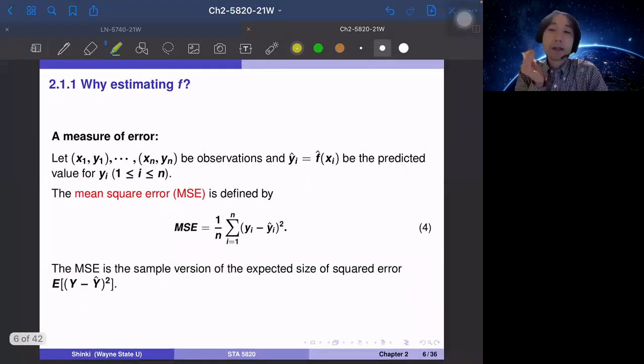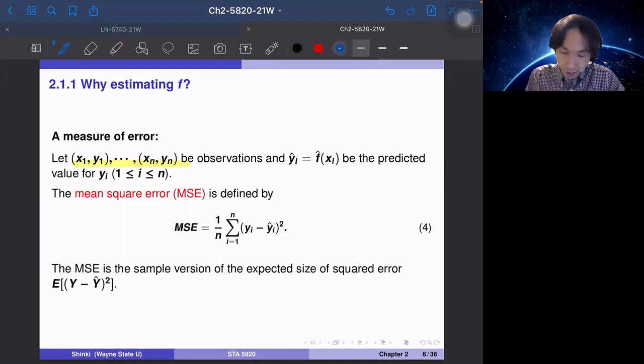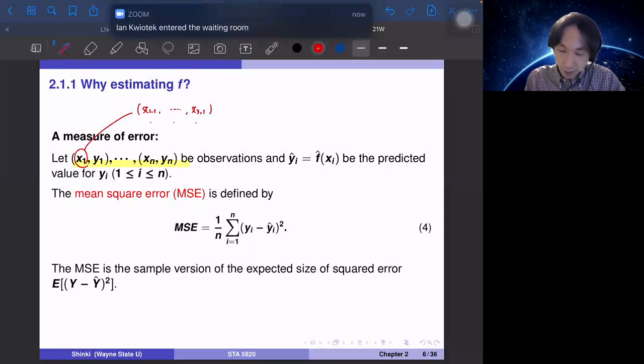And to get a more accurate forecast, we need some criterion. The most common criterion is the mean square error. So suppose that we have observations x1, y1 to xn, yn. Here x1 may be a vector, maybe x11 to x31. So we have maybe TV and radio and so on.